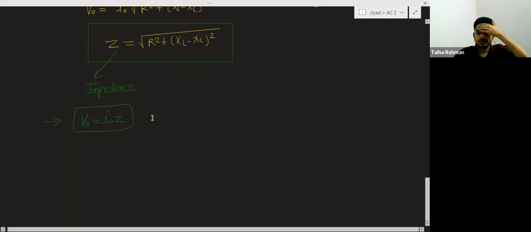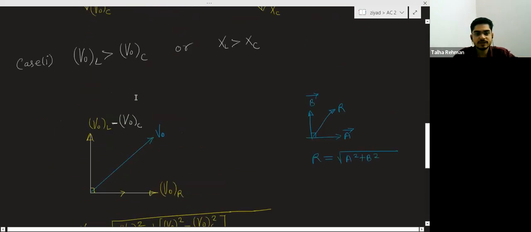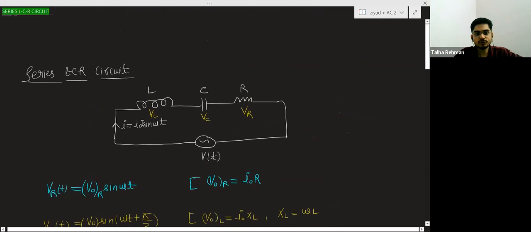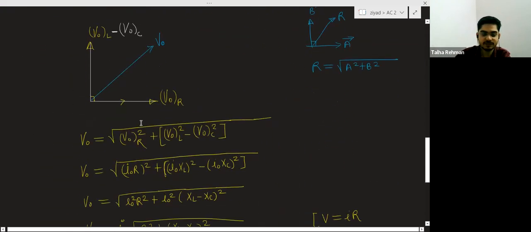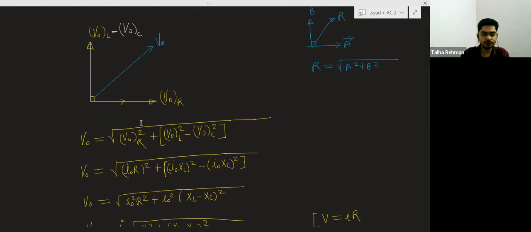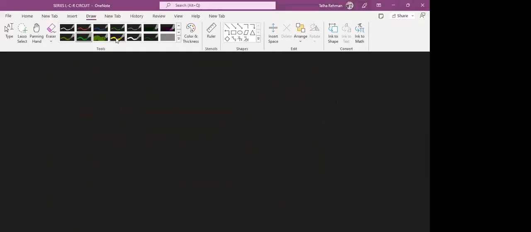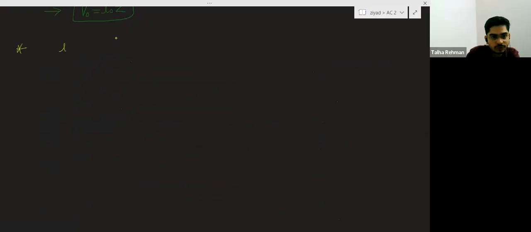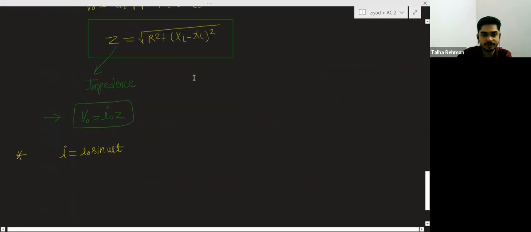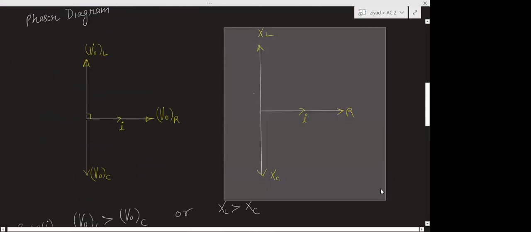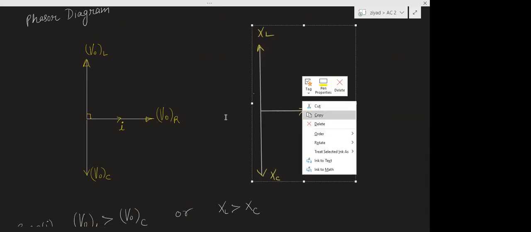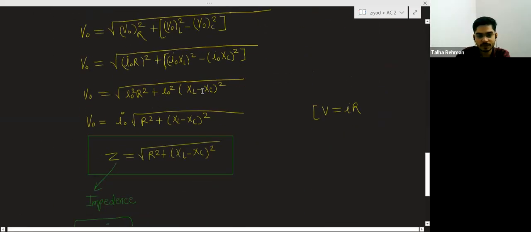Now we have calculated the impedance of the circuit. Now we want to calculate the phase of this circuit. So what I am doing here, we know the current in the circuit is I is equal to I naught sine omega t. Now I will use this diagram. We can use this diagram also, no problem.